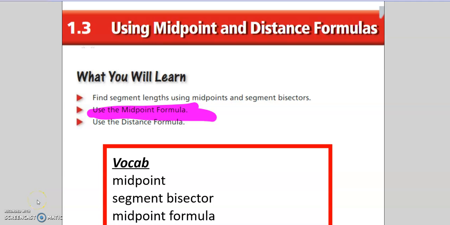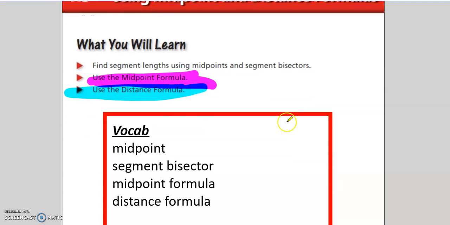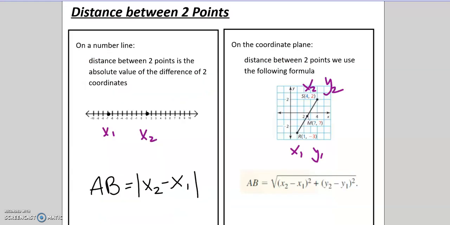Hello everyone, so this is the final video in section 1.3 and this video is going to hit this final objective. Use the distance formula. You definitely want to write this formula down, circle it, star it, and make sure you know it. Okay, this is how we find the distance between points.